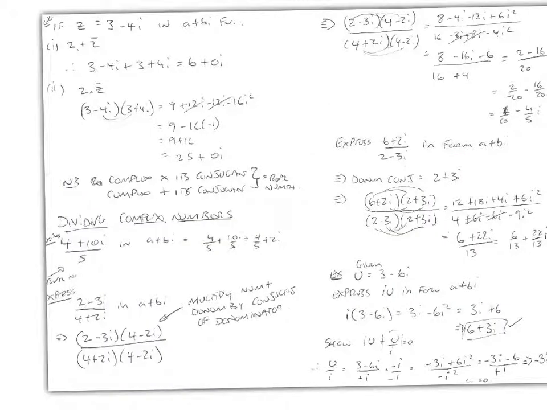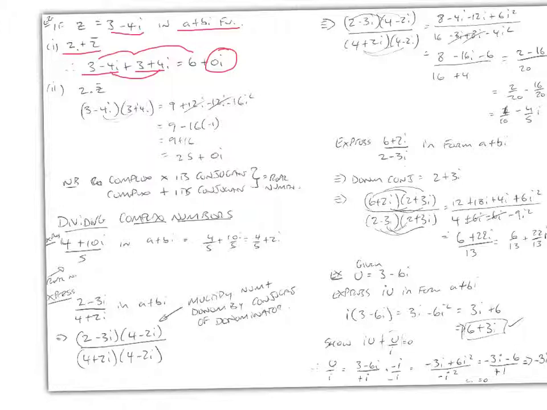So if we have the complex number 3 minus 4i, and that's in a plus bi form, then let's see what that complex number plus its conjugate is equal to. Okay, so that would be 3 minus 4i, and the conjugate of that is 3 plus 4i. So 3 plus 3 is 6, minus 4 plus 4 is 0i.